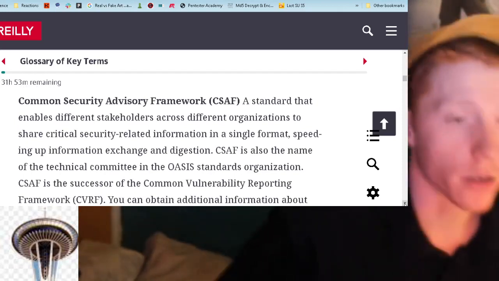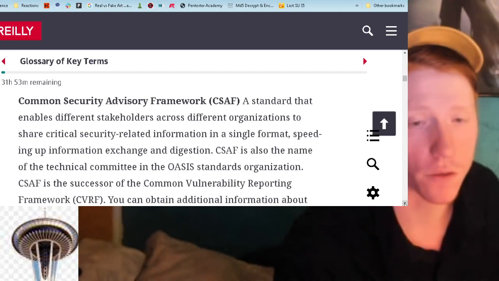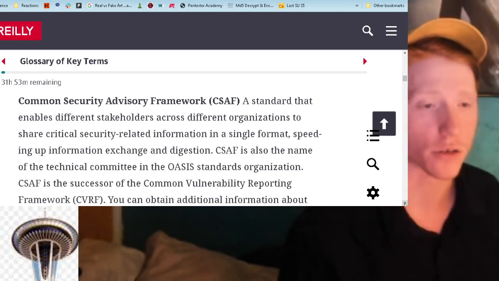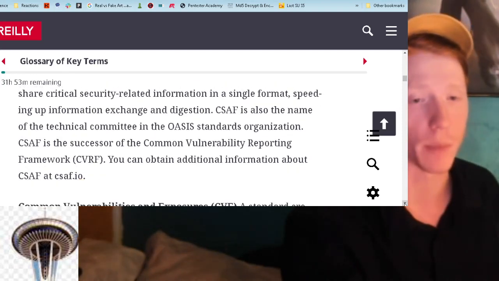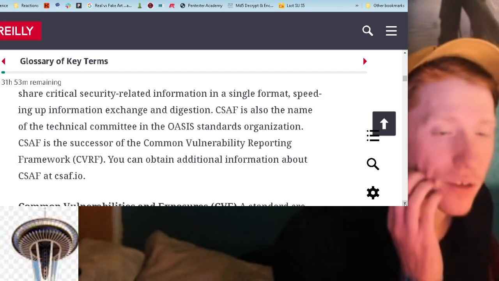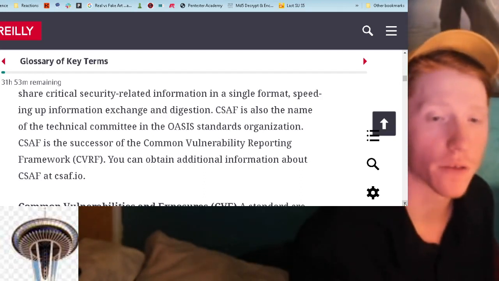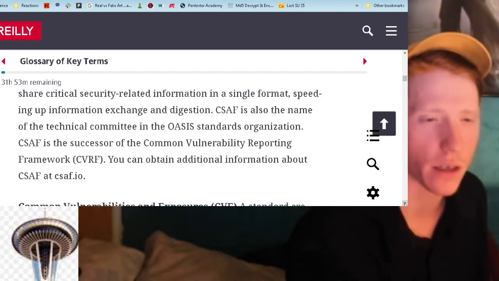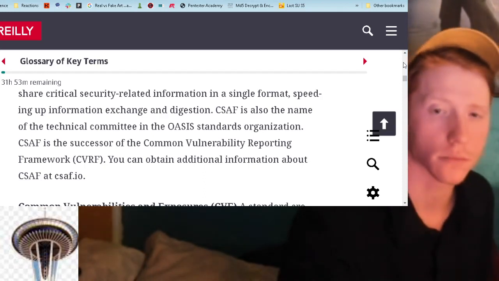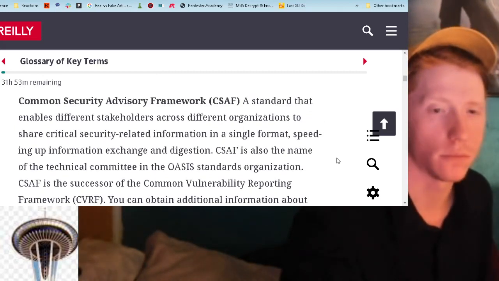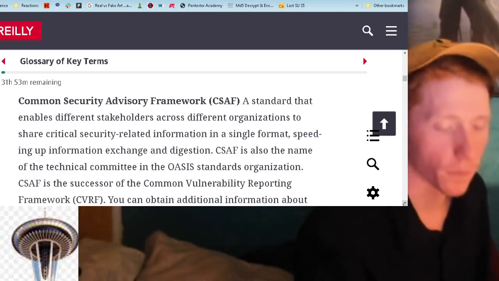The Common Security Advisory Framework is a standard that enables different stakeholders across different organizations to share critical security-related information in a single format, speeding up information exchange and digestion. CSAF is also the name of the technical committee in the OASIS Standards Organization. CSAF. It's the framework.